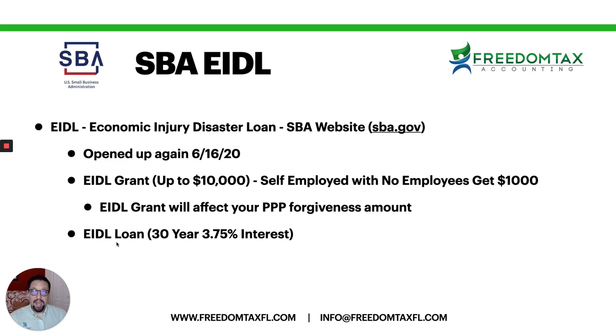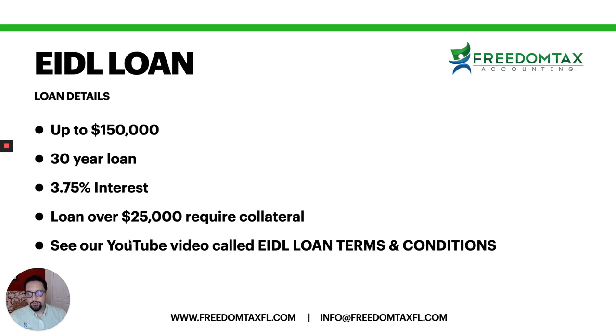And then the EIDL loan, it's a 30-year loan at 3.75% interest. Now, as of today, the EIDL loan is up to $150,000. I emphasize as of today because in the Senate, they're trying to make the SBA make this amount higher. Any loan amount that you get over $25,000 will require collateral.